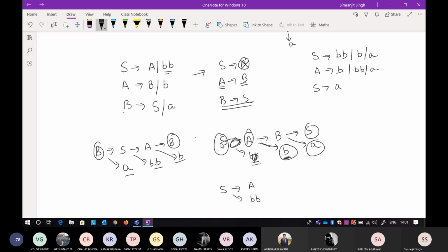Okay, so just in the first one, start with the A. Don't start with the S, because I want to eliminate A. That is why I'm starting with A. I want to eliminate B, so I'm starting with B. I want to eliminate S, so I'm starting with S. Okay, so S is deriving A and BB.